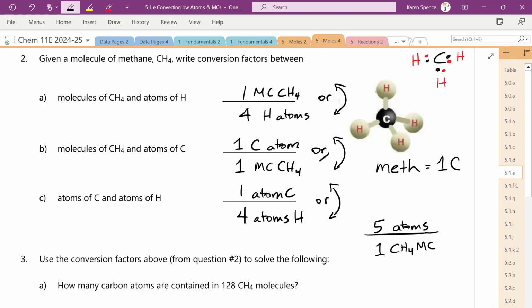And when I write "or" and that little swishy arrow, that just means you could flip it upside down. So if you wrote it upside down, that's okay. All right? Doesn't matter which way you wrote it. You can always flip them upside down.